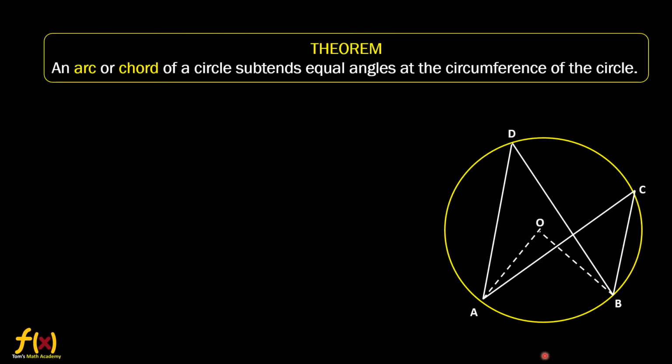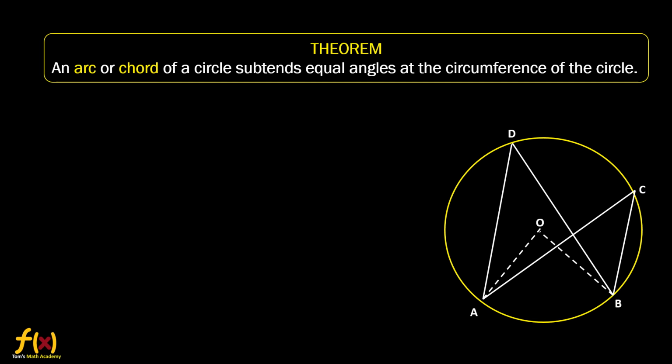Another small theorem: an arc or chord. What is an arc? Look at the arc. AB is an arc. Arc or chord. Where is this chord? Look at the chord here. It can be an arc. This is an arc, or chord, AB. Look at this one. AB is a chord. So arc or chord.